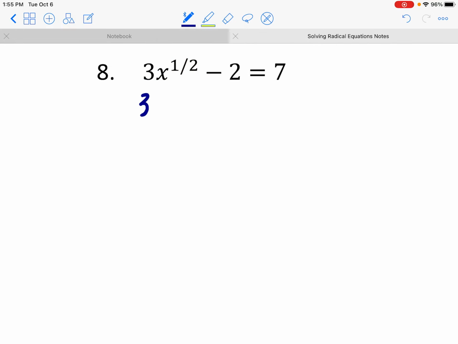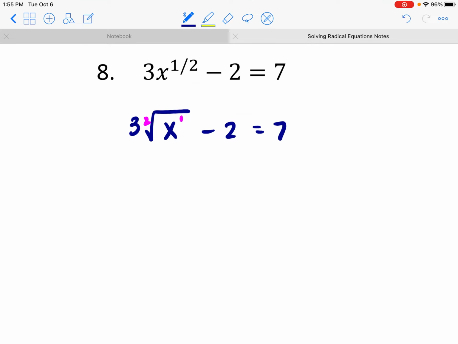This is 3 times x to the 1/2. That's what that says, so it should be 3 times the square root of x. Make sure that 3 does not go into the radical. If the 3 was to go into the radical, it would have to be like that, where the 1/2 applies to the 3 and the x. So this is 3 times the square root of x, where your little invisible index of 2 and power of 1 are hiding, okay? And then we still have this minus 2 and then equal to 7.